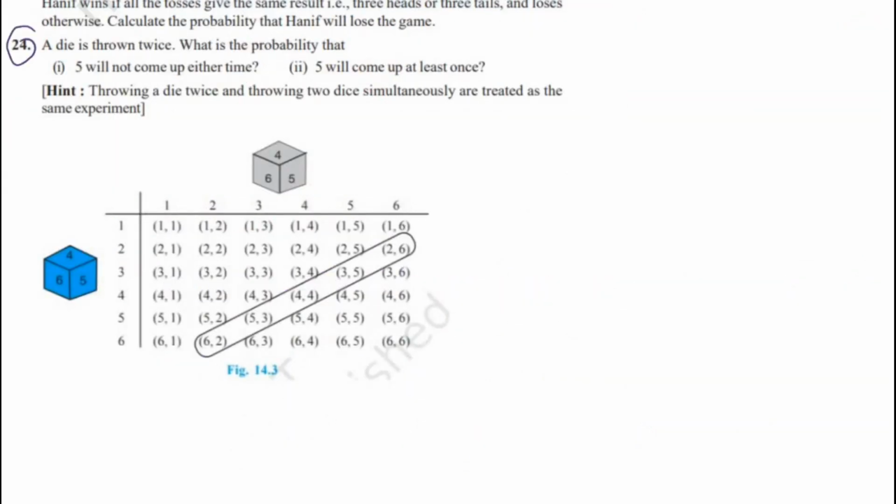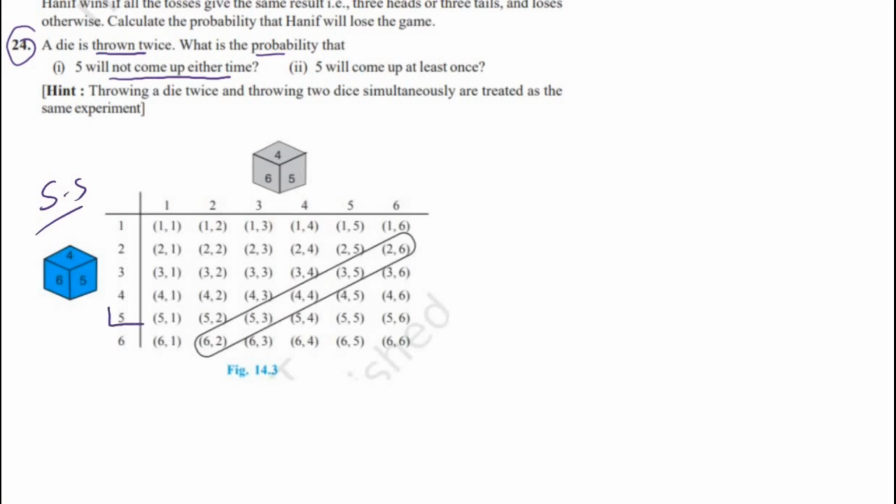24th question. A die is thrown twice. A single die thrown twice is same as 2 dice thrown once. So this is the sample space for 2 dice thrown once. What is the probability that 5 will not come up either time? That means when we roll 2 dice once, what is the probability that 5 will not come up at all?